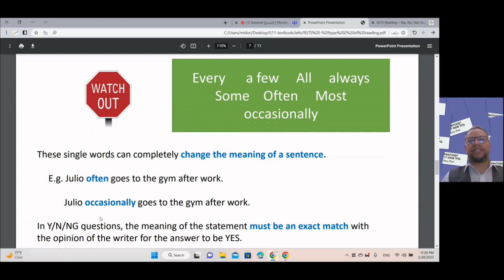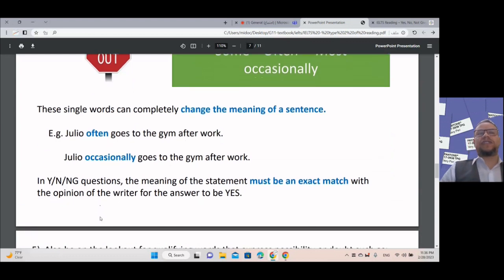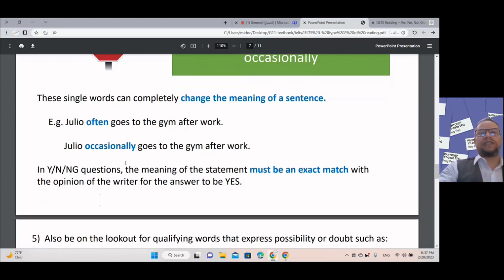Okay, not usually, at least. No, it's rarely. Not most of the time, not a few of the time, little time, very little time. You can say that. So, in yes, no, not given questions, the meaning of the statement must be an exact match with the opinion of the writer. To take the answer to be yes, it should exactly match the opinion of the writer, not like that. So if the opinion of the writer is about most of the week, the answer here is "often", not "occasionally", to be matching.